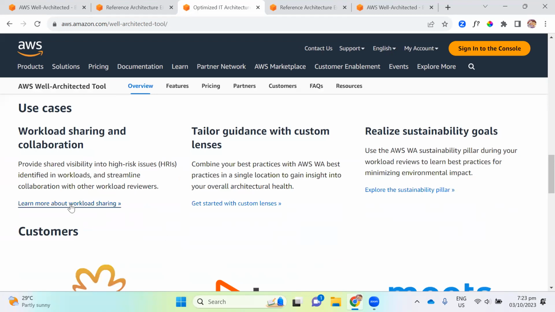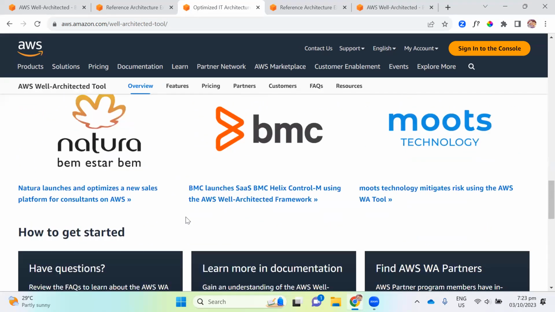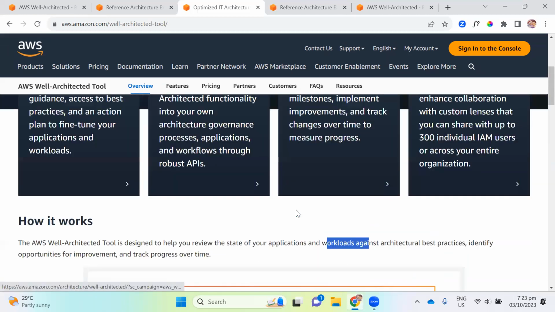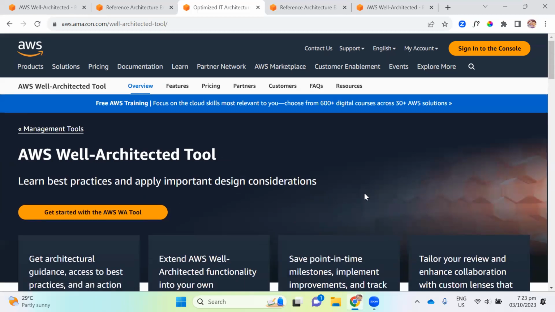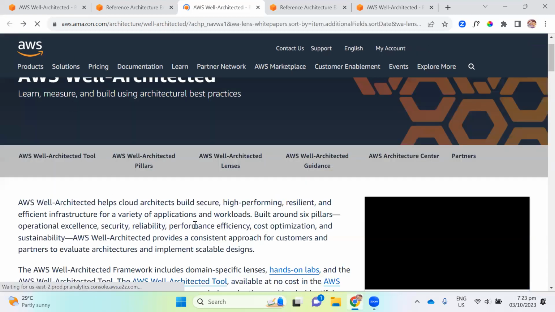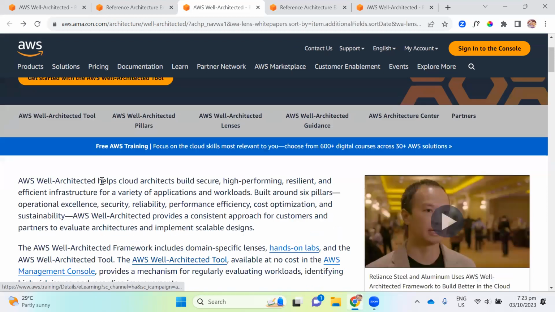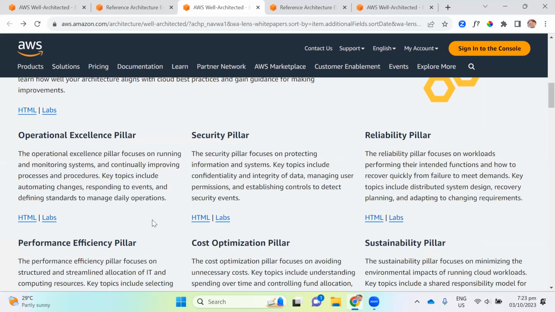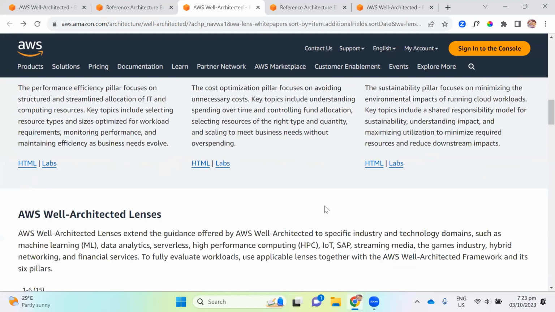So that's it, guys, for this AWS Well-Architected Framework. And from your cloud practitioner exam's purview, you just need to understand the six Well-Architected Framework pillars which we just did here. This is the sixth one, right?